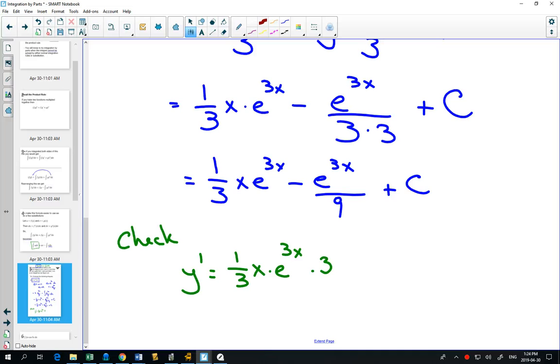So here we go. Product rule. Keep one the same, derivative of the second, plus keep the second one the same, derivative of the first. And then we'd have minus derivative of this one, which is another chain rule multiplied by 3.